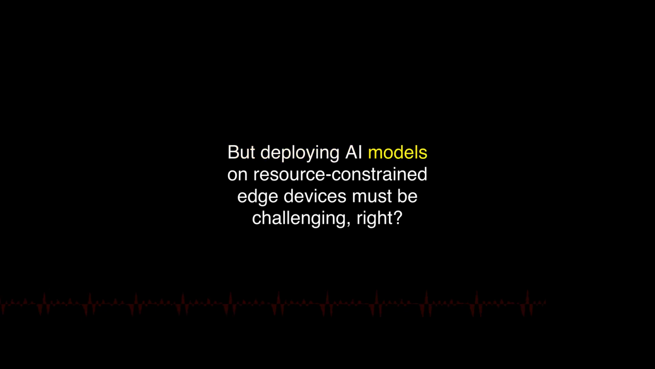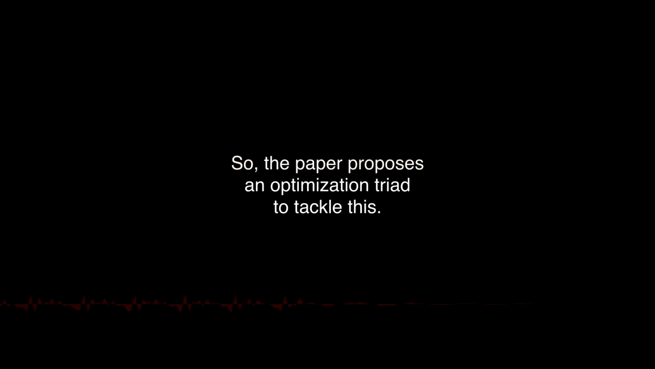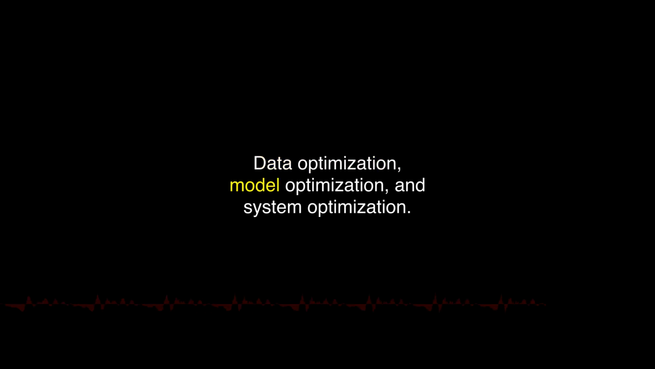But deploying AI models on resource-constrained edge devices must be challenging, right? Exactly. That's one of the core issues the paper addresses. State-of-the-art AI models, like GPT-3, are massive and require huge amounts of storage and computational power. Edge devices, on the other hand, have limited resources. So, the paper proposes an optimization triad to tackle this: data optimization, model optimization, and system optimization. Shall we break down each part?